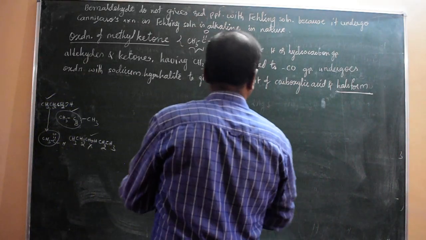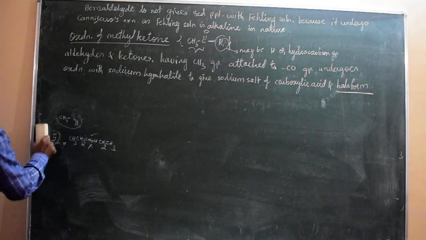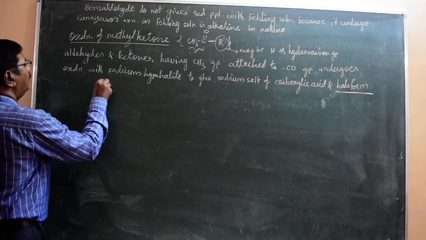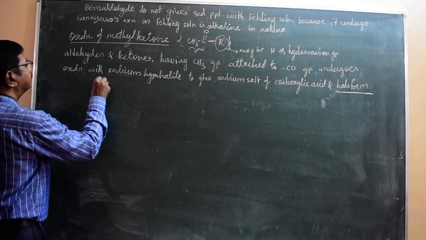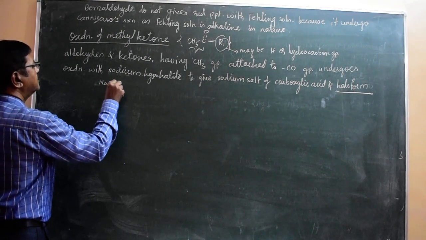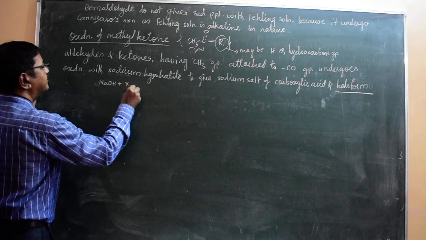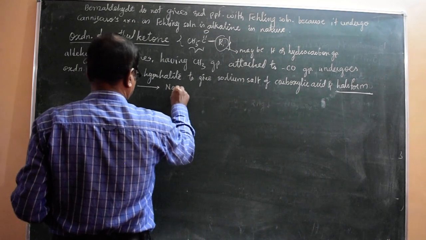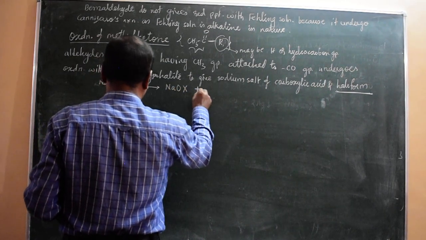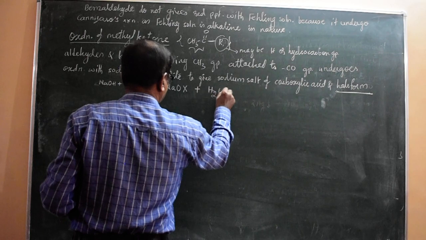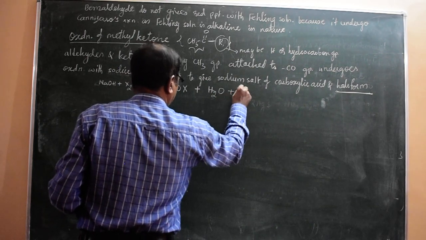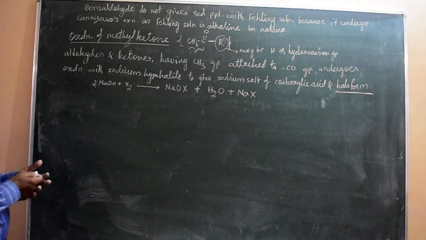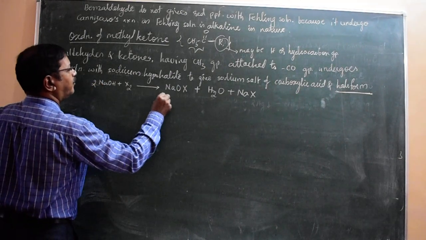Okay, to give sodium salt of carboxylic acid and haloform. So NaOH, sodium hydroxide, plus X2, you are getting NaOX, sodium hypohalite, and H2O, then NaX. That means you have to write 2 times NaOH. This is sodium hypohalite.